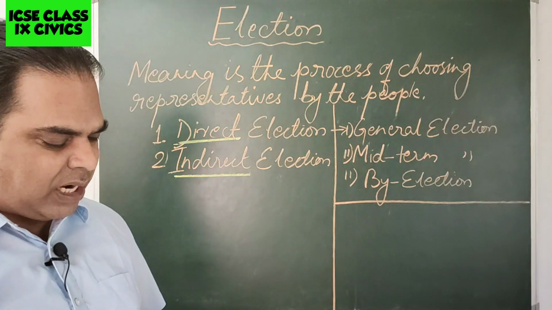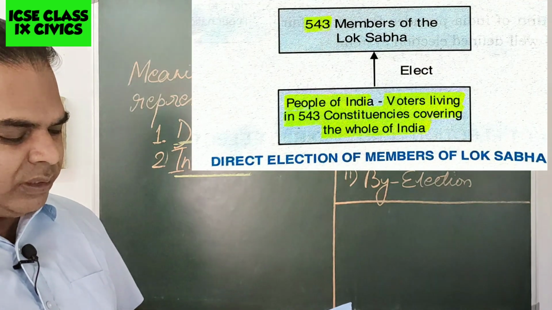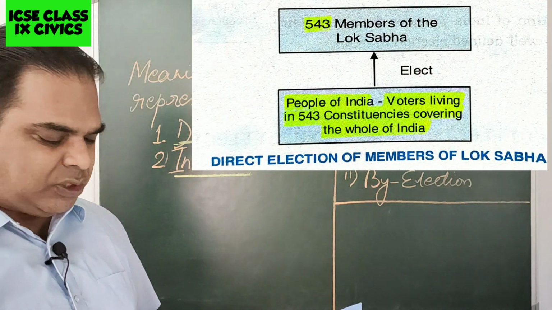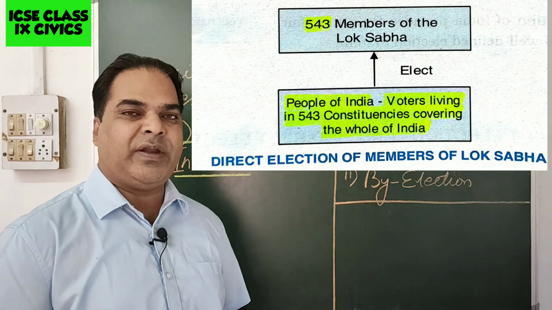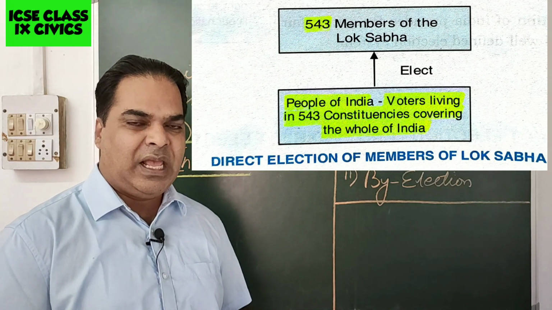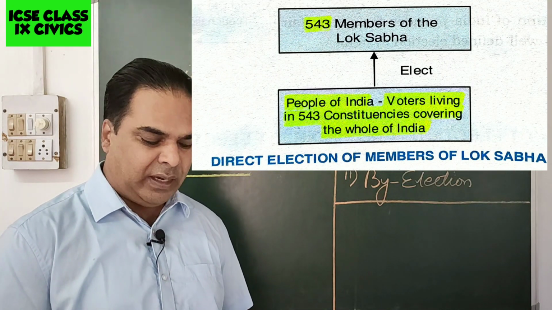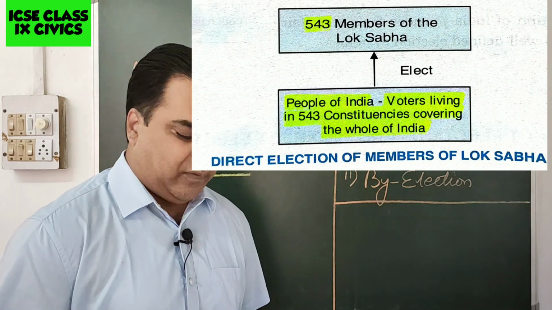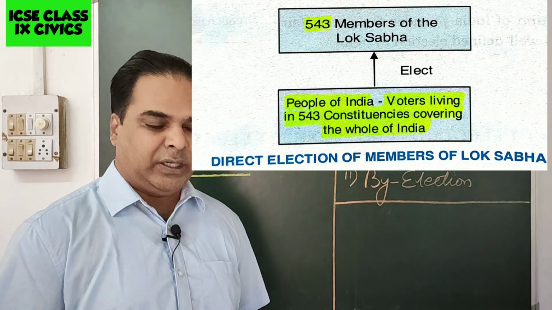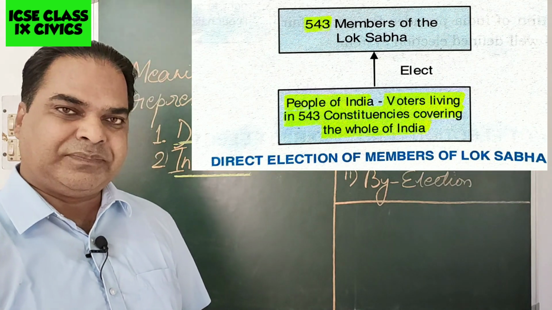So you can see another chart. People of India, voters living in 543 constituencies covering the whole of India. They cast their vote directly to elect the 543 members.